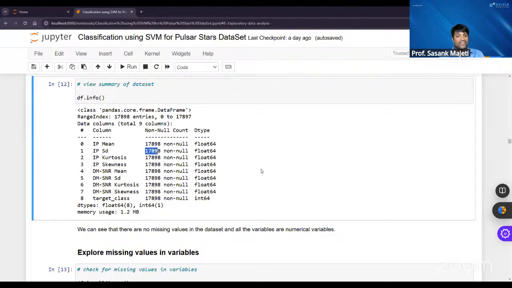Okay, 17,898 is the size for the entire data set. So there is no problem of null values in this data set, right? And every value except the target class is a numerical value, right? Everything is a numerical value. The other eight columns are numerical, and only the ninth column is the target variable.